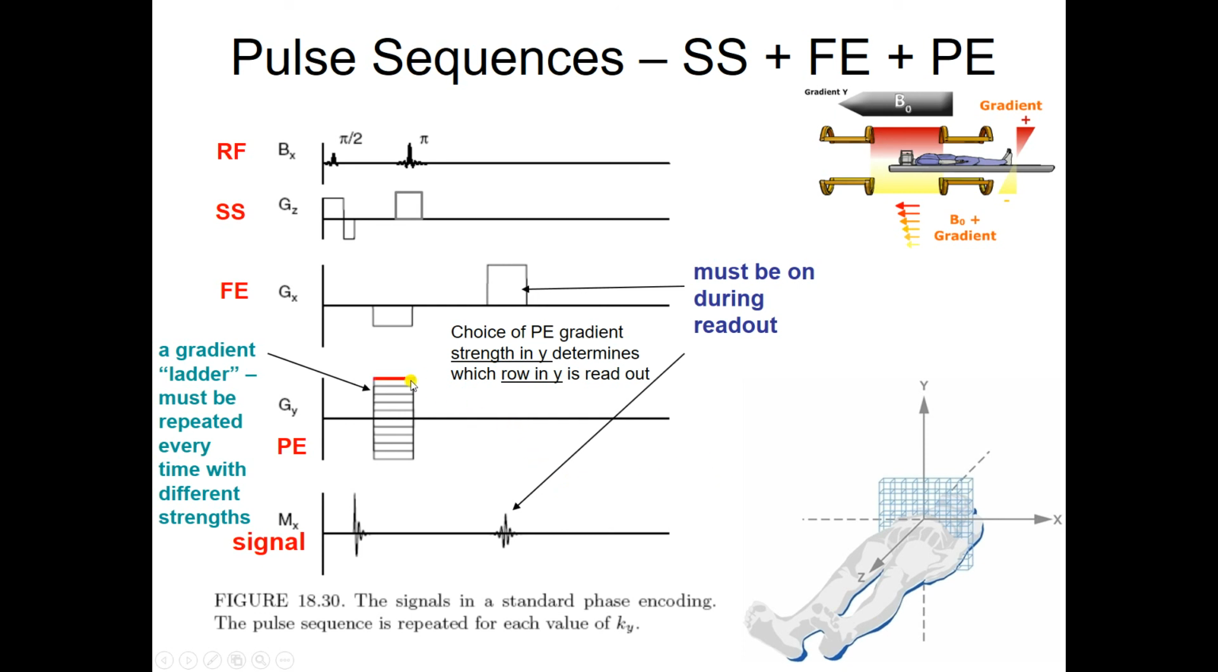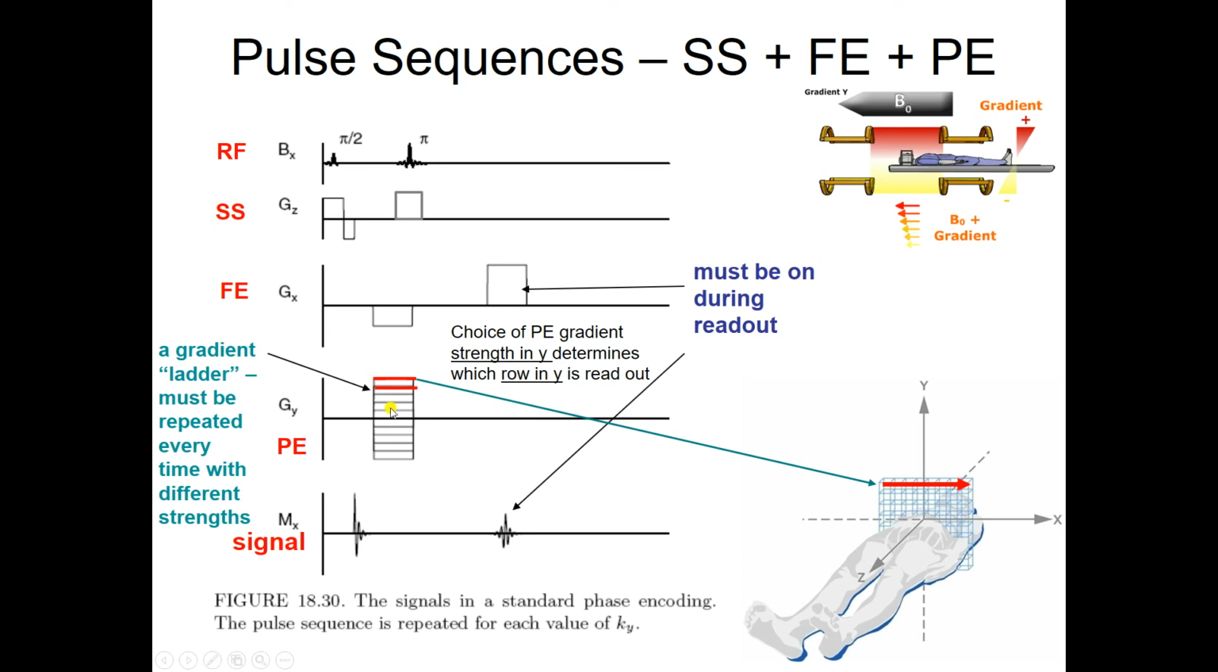And so what I'm showing you is this. Say the gradient is really, really strong in the positive y direction. That means it would be strong up here and weak down here. Well, that determines you're in this row right there. That's one measurement. Repeat, go all the way back to the beginning. You have to wait an amount of time. What determines how much time you wait? TR. TR is the repetition time. It's the time between your next pi/2 pulse and you start all over again.